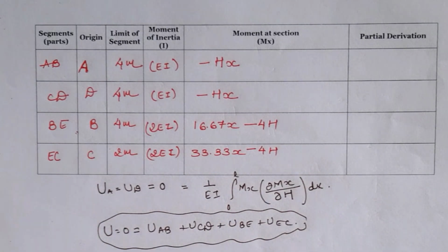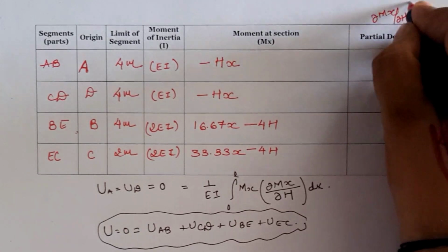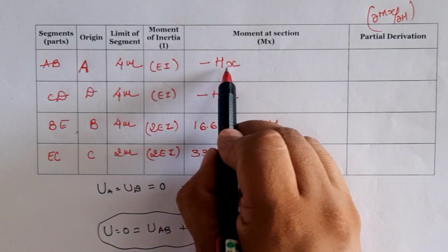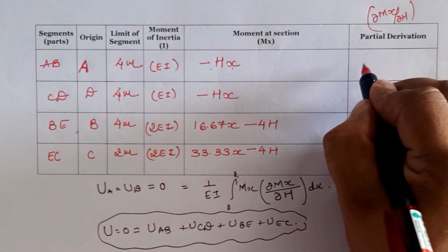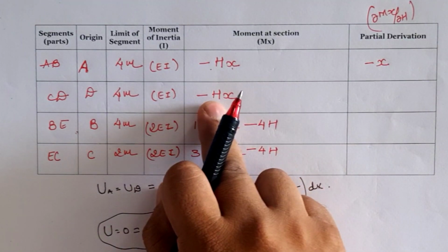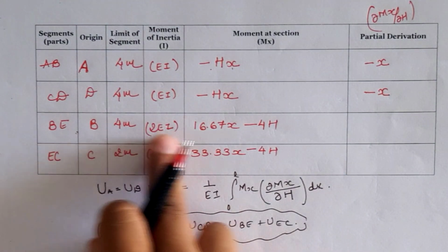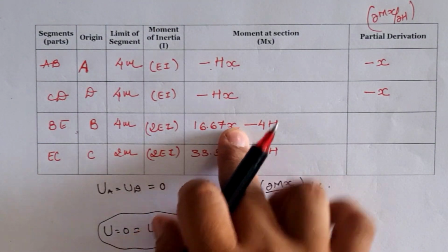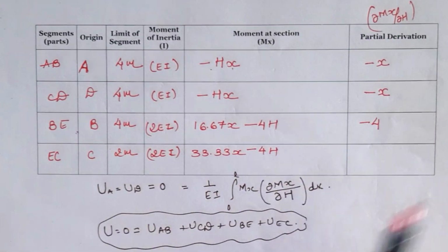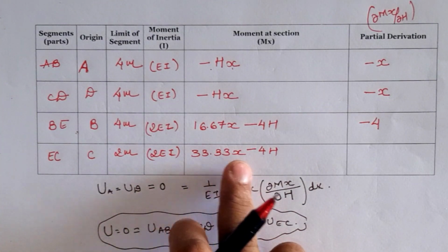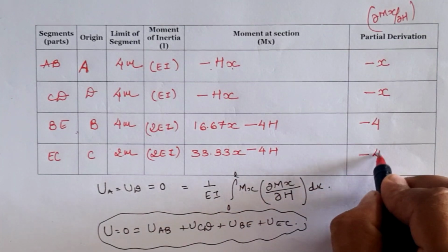Now going ahead for the partial derivation of the given moment with respect to the redundant, as del Mx by del H. For the first term it is minus Hx, so the partial derivation of this moment with respect to H is minus x. Similarly for the second term, both are equal, hence the partial derivation is also minus x. For the B2E segment, 16.67x with respect to H is 0 and minus 4H with respect to H is minus 4, and for the E2C segment, 33.33x with respect to H is 0 and minus 4H with respect to H is minus 4.